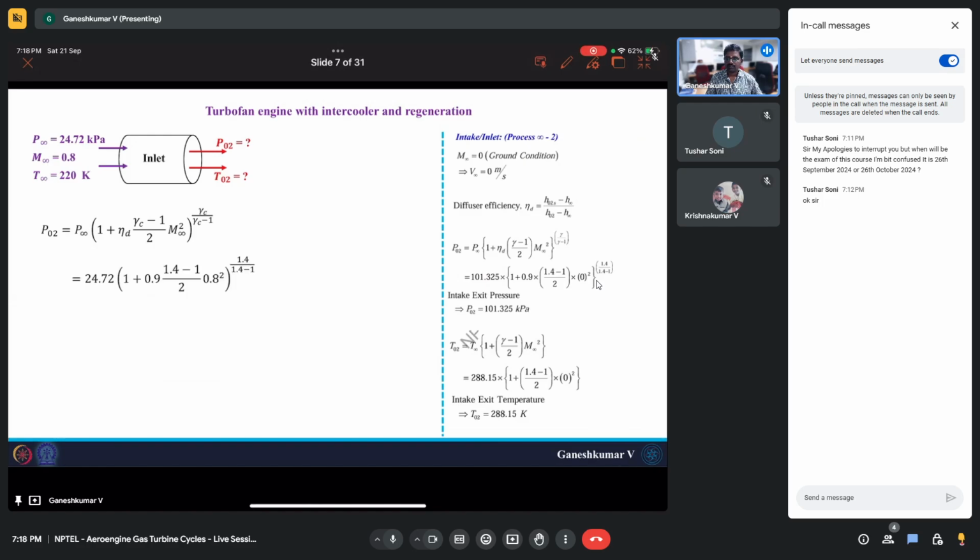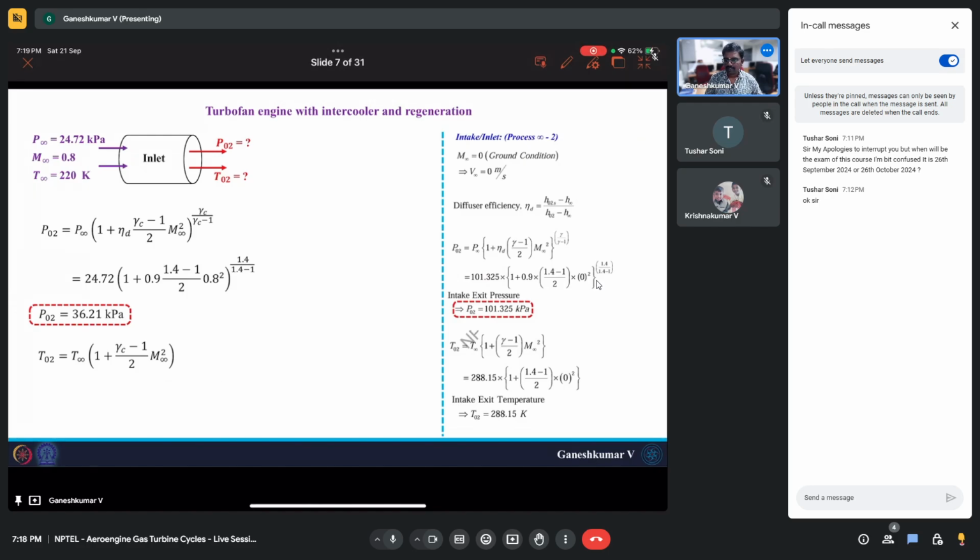So if you just substitute these numbers in this formula, here the diffuser efficiency is 0.9 and Mach number is 0.8. So if you substitute these numbers, you will end up having pressure to be 36.21 kilopascal. In the ground condition, since its velocity is 0, you are getting 1 bar, same as whatever inlet is, but here we are moving, and also the ambient pressure is lesser, so that's why you see 36.21 kilopascal as a pressure at the exit of the inlet.